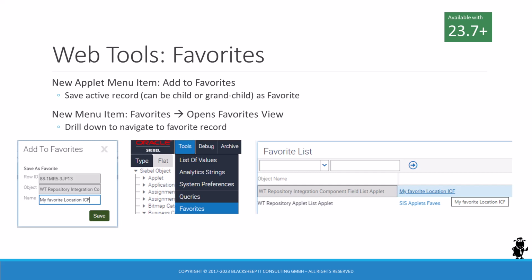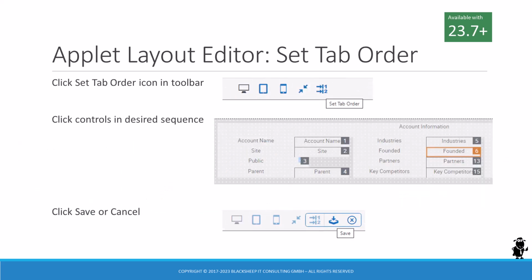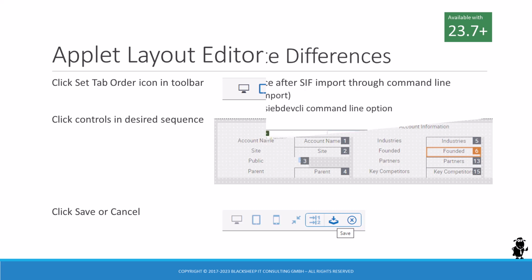Developers can now mark records as favorites. And of course, there's a nice new view to find all your faves and drill down for super fast navigation. Another long-missed Siebel Tools classic is the ability of the applet layout editor to select form applet controls in a certain order and save that sequence as the tab order, so that users, when using the tab key on their keyboard, can jump between controls in that order.